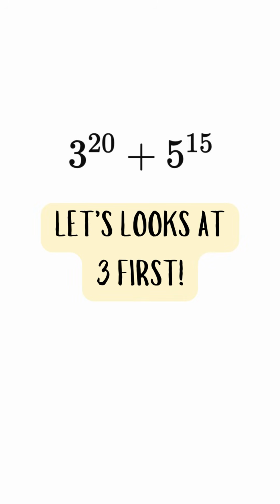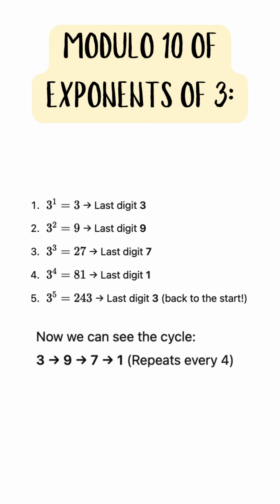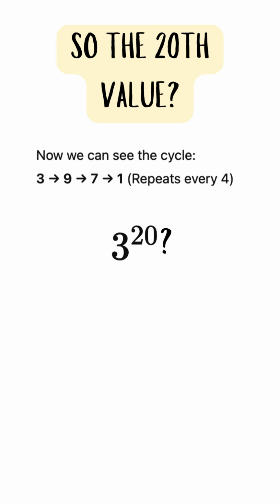First, let's look at the last digit of 3 raised to the power of 20. So modulo 10 of exponents of 3 goes in a pattern like 3, 9, 7, 1, and then at 3 to the power of 5, it goes back to 3. So what would be the 20th value?